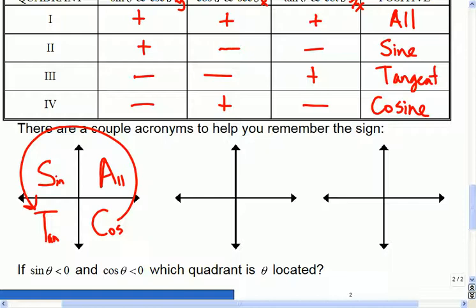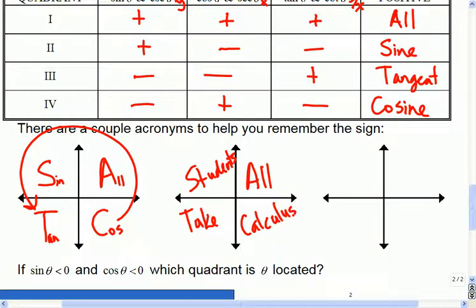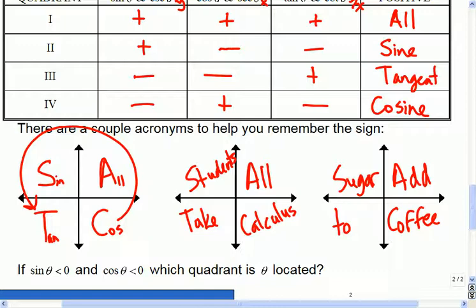So here's the one that I learned. I like this one. If you call this All Students Take, and it could be Chemistry, or since we're in calculus class, why don't we call it Calculus as well? Okay. So that little acronym, All Students Take Calculus, can help you remember all, sine, tangent, cosine, for which quadrant's going to have a positive value. I've heard there's tons of them out there. It just depends where you went to school. This one I've heard too is kind of funny: Add Sugar To Coffee. Again, it's just to help you remember so you don't have to write the whole table out.